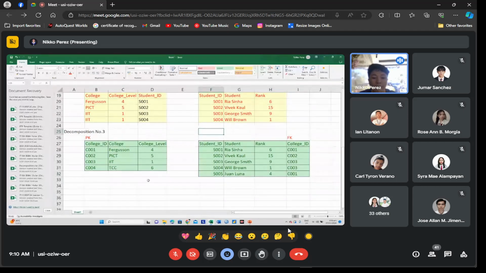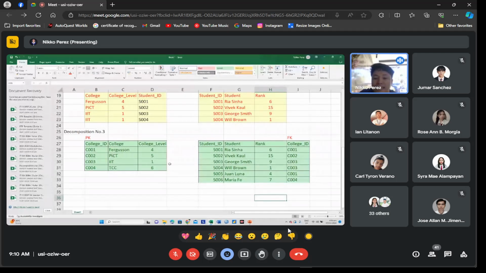And then if someone enrolls as a student, let's say a new student enrolls at TCC, of course, let's add another ID for the student. Then, let's say Maria Fe, rank 7, who studies at C004. So it is easier to manage and our record is not repeated.